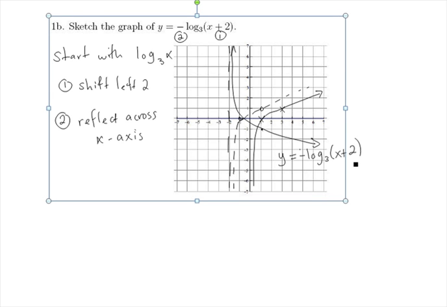One thing to note before we end is that this should match the domain that we found in the previous problem, and it does. All the x values that are in this graph are larger than negative 2.